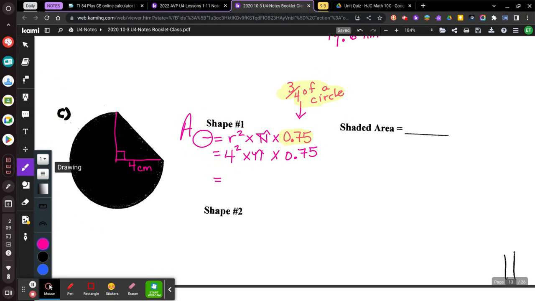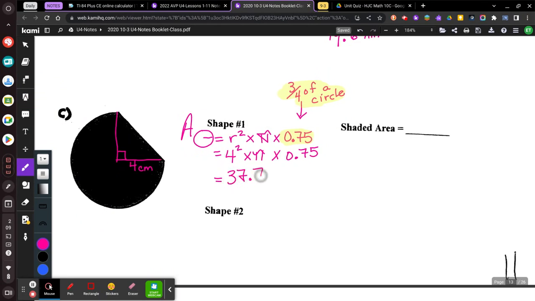All right, we should get 37.7. 37.7 centimeters squared. The second shape is a triangle. Now your triangle is going to be base times height divide 2. Base times height divide 2.